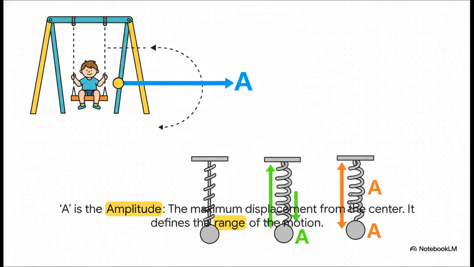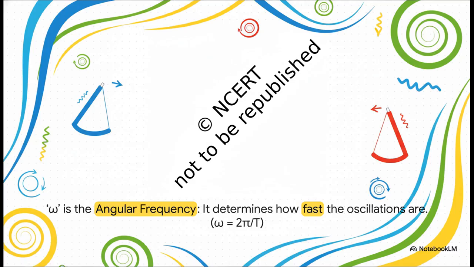Let's start with A. That's the amplitude, and it's super straightforward. It's just how far the object moves away from its resting point in the middle. For a pendulum, it's how high it swings. For a spring, it's how far you stretch it. Simple as that. It's the size of the wiggle. Next up, we've got omega. This is the angular frequency.